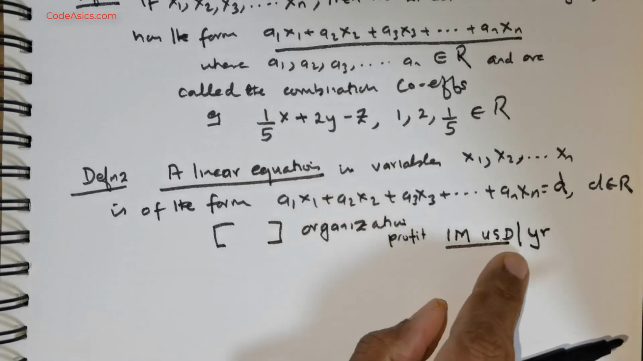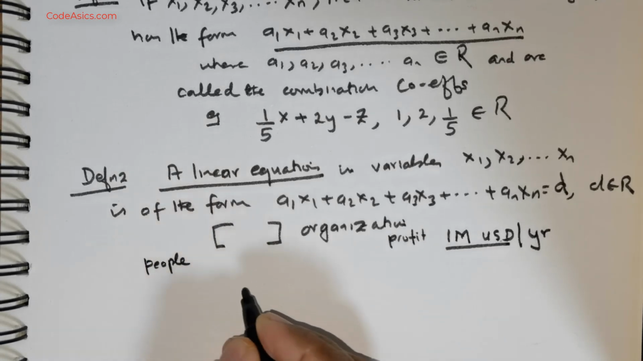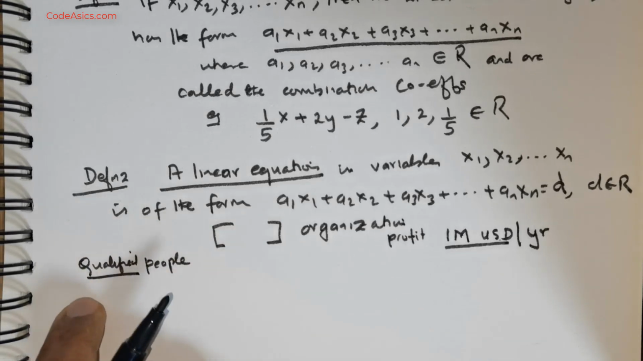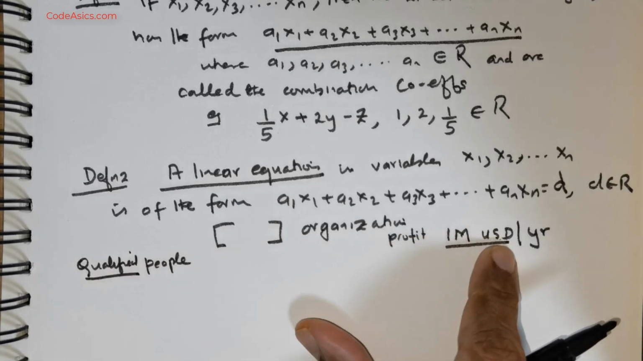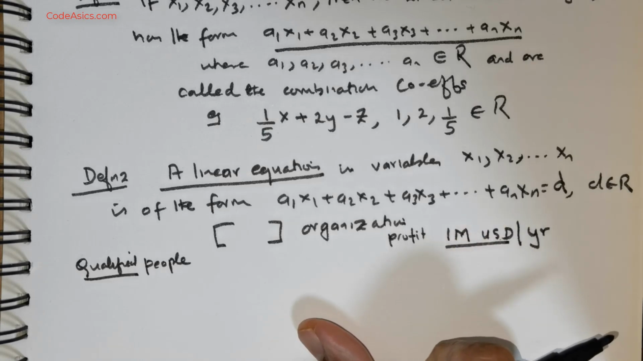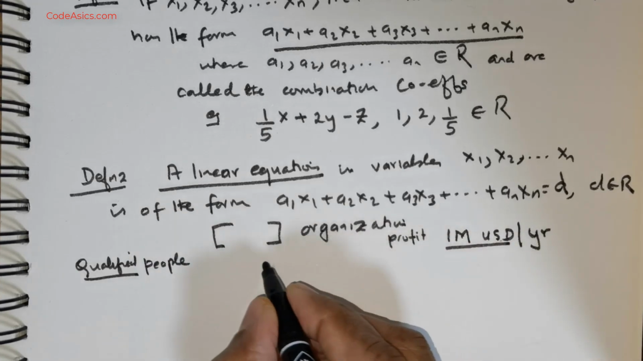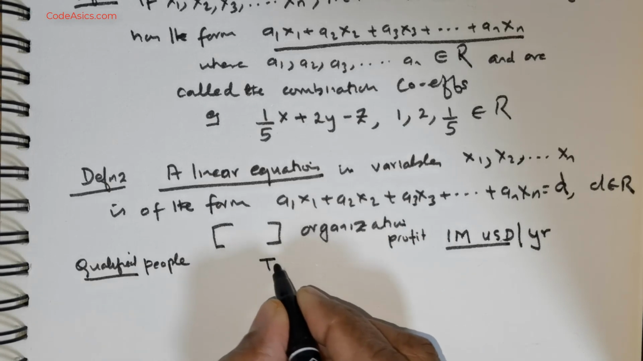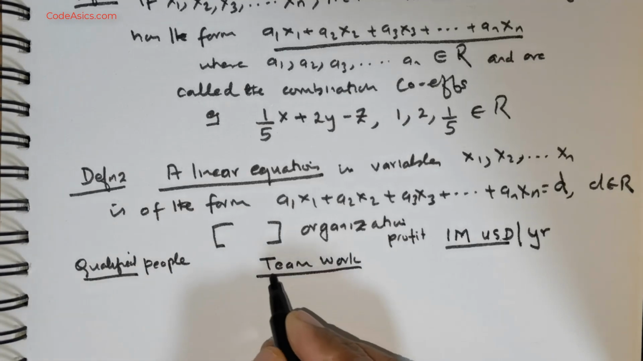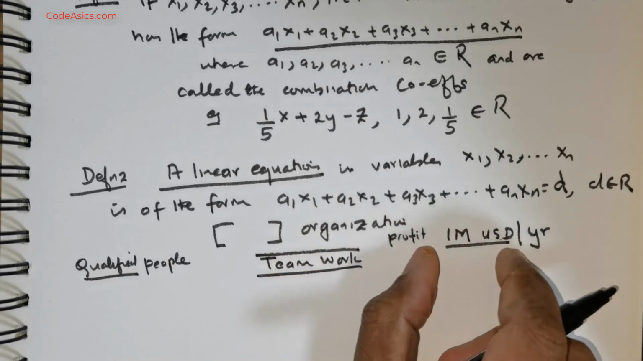Now, to get this, they will definitely need people, right? Not just people, they need qualified people. The qualified people are the people who will ensure that the company gets this quantity of profit for the year. Now, for a company to make this kind of profit, there is something called teamwork. To achieve anything in life, you need to have a team. Without this team, you cannot achieve the goal.